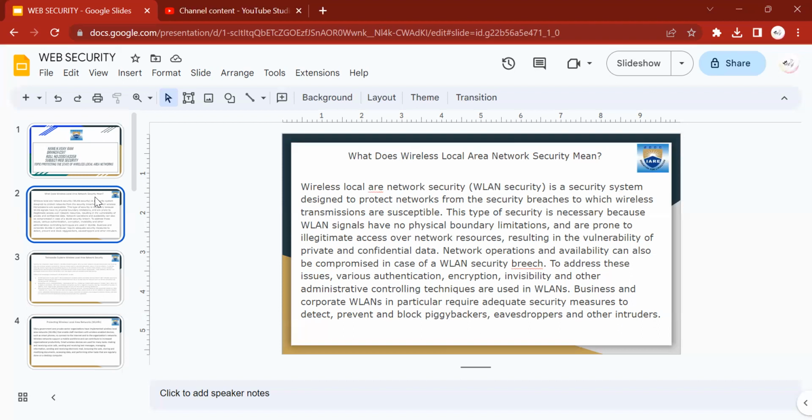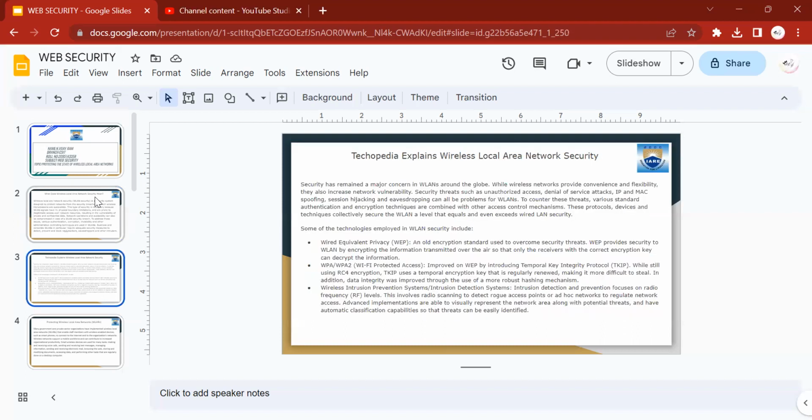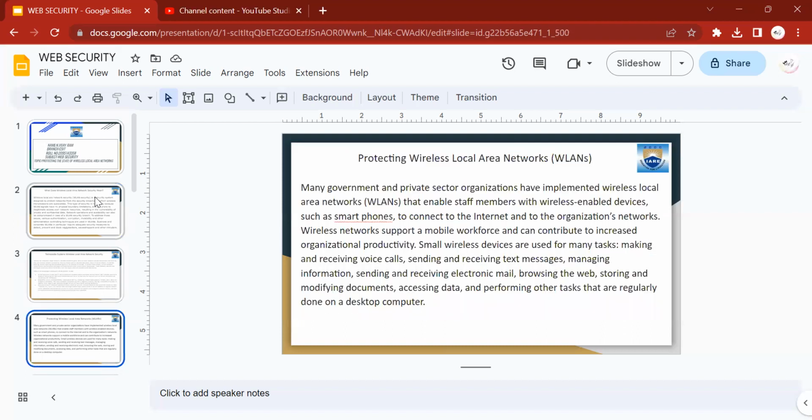Business and corporate wireless local area networks, in particular, require adequate security measures to detect, prevent, and block piggybackers, eavesdroppers, and other intruders. Protecting wireless local area networks.